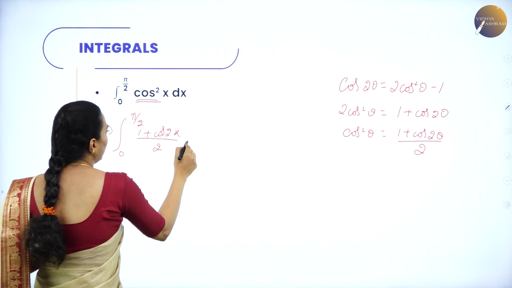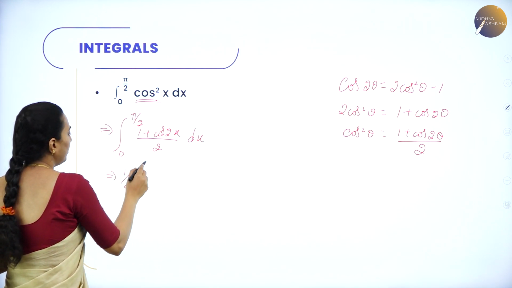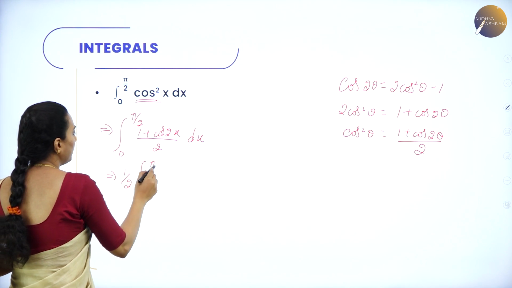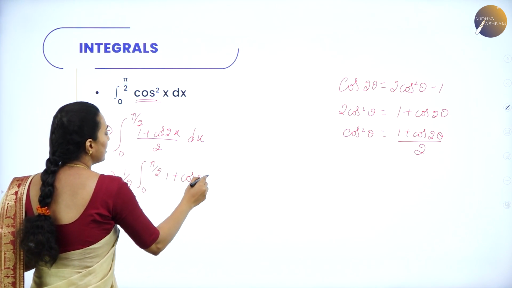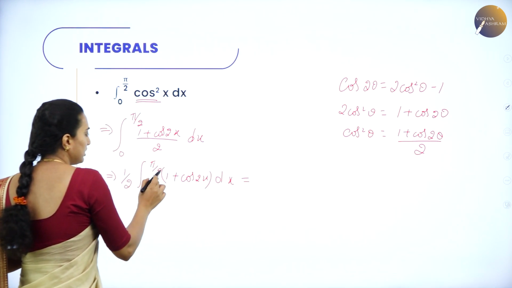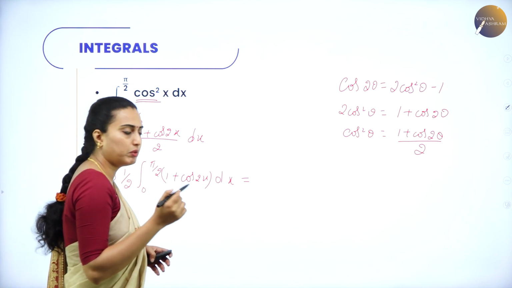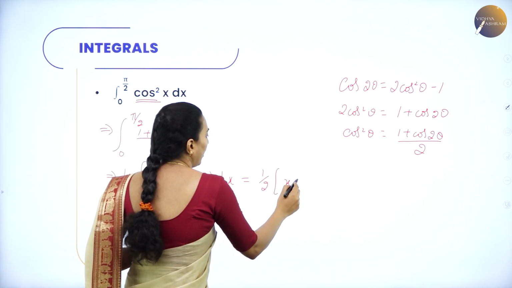Now 1 by 2 is a constant, so I can remove it outside the integral. So 1 by 2 into the integral from 0 to pi by 2 of (1 plus cos 2x) dx. Now you can separate the integral and integrate. The integral of 1 dx is nothing but x, with 1 by 2 outside. Then we apply the limits afterwards.